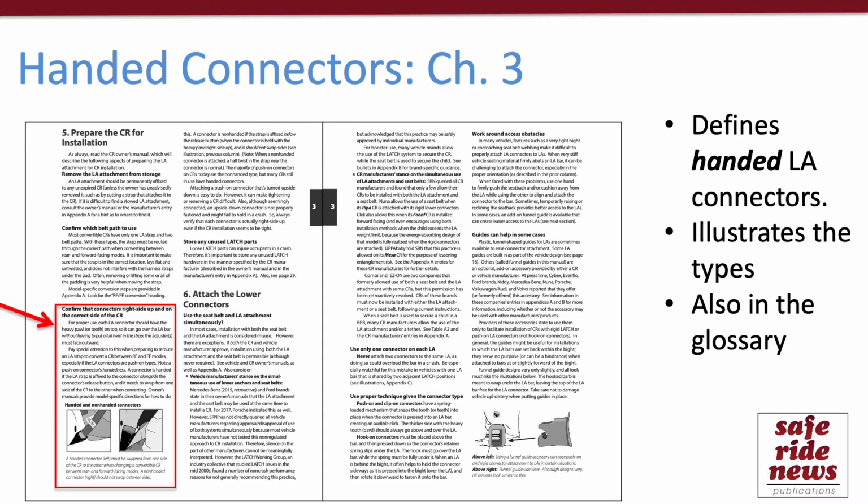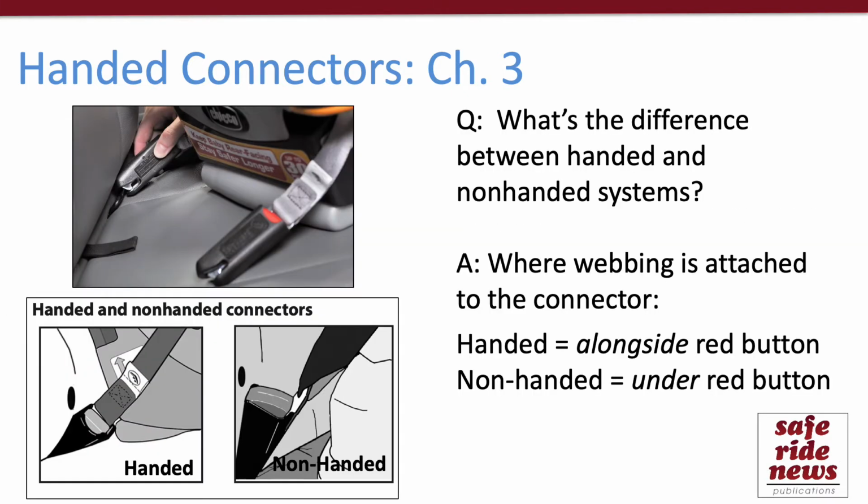However, handed connectors do still exist on some convertible car seats that are in use today, and even on brand new ones. And in a way, because they are relatively rare, that makes it even more important for us to stress this all the more, because that makes it more possible that when a tech sees this, they're not going to be familiar with it. So let's take a closer look at that. What actually makes the connector handed or non-handed is not the connector itself, but the placement of the webbing attachment point on the connector. So over here on this original design, the webbing attaches alongside here on the side.